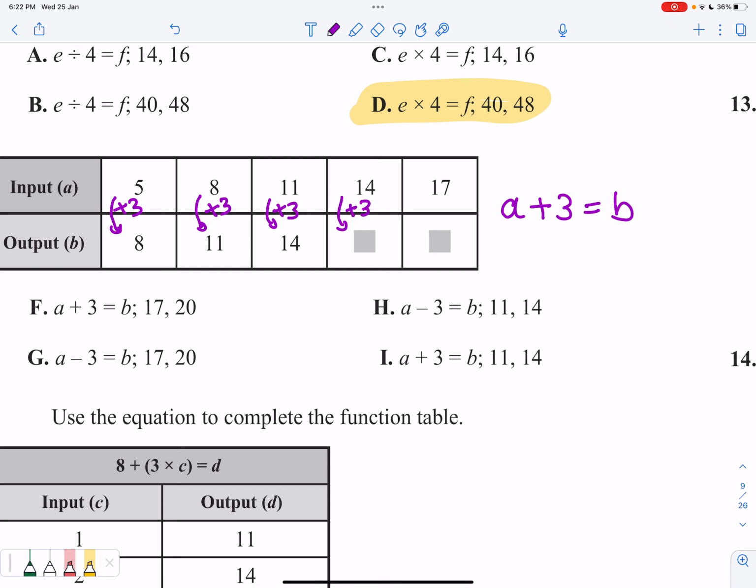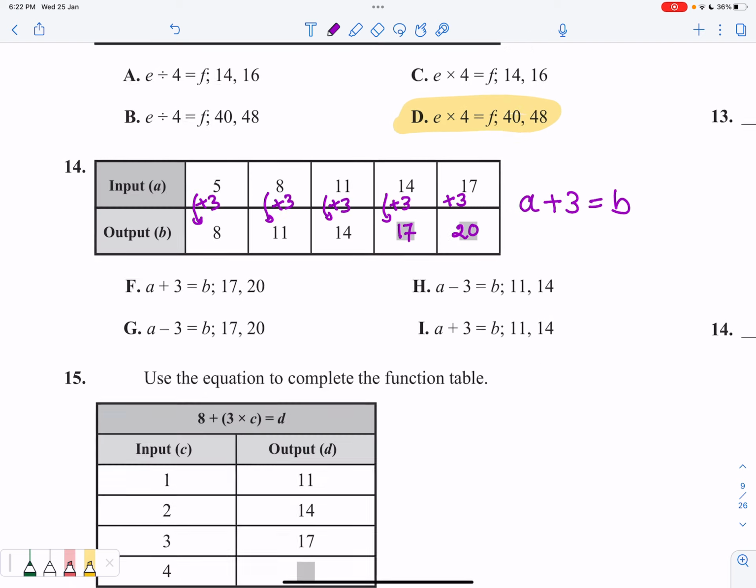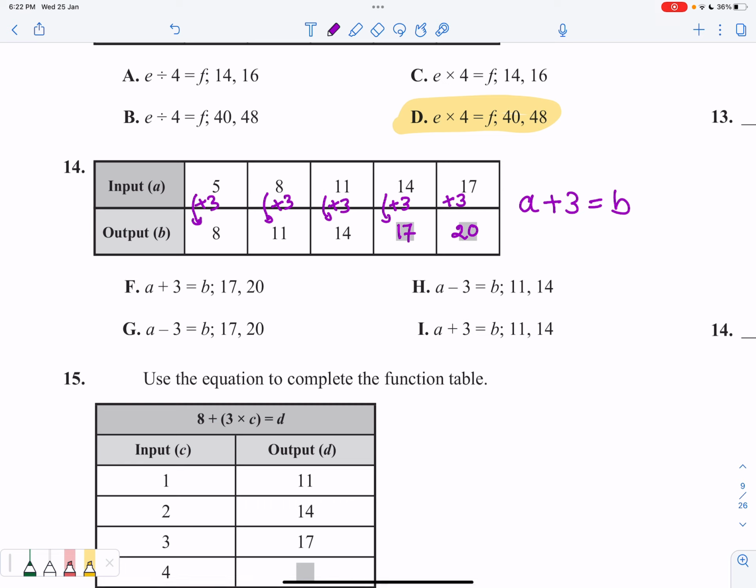So 14 plus 3 equals 17. Then 17 plus 3 equals 20. So the correct answer is: we take the input, we add 3, so we get the output. So 17 and 20. So A plus 3 equals B.